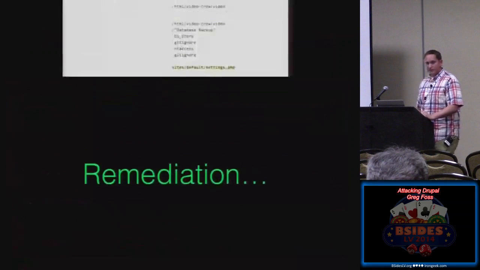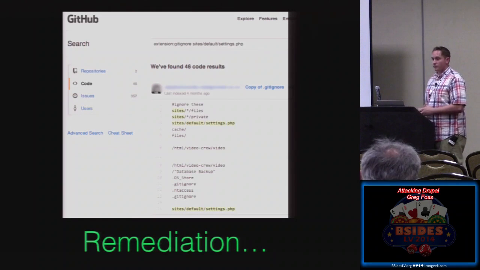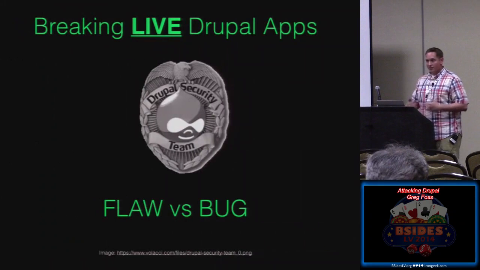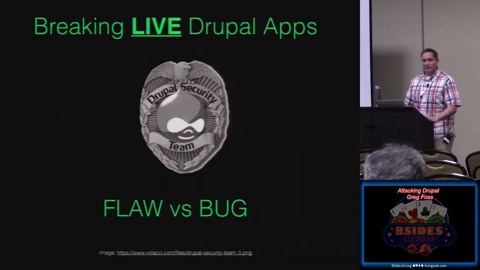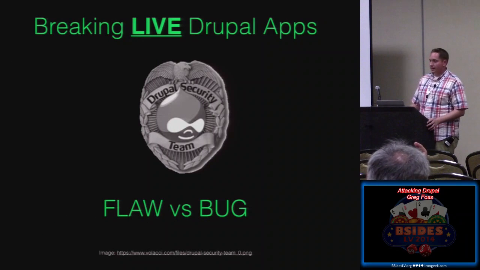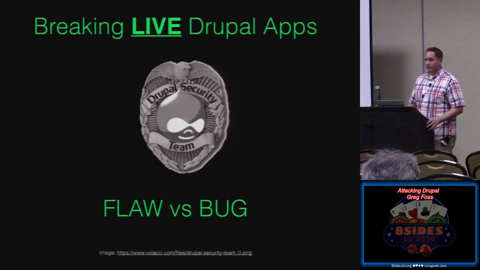Remediation is simple for this. You just have to essentially install a .gitignore file. So that's enough with source code, because there's a lot out there on source code analysis, especially working with Drupal and security. What I want to talk about is actually breaking live applications and hacking Drupal applications that are running. So we're essentially going to look at flaws in applications.